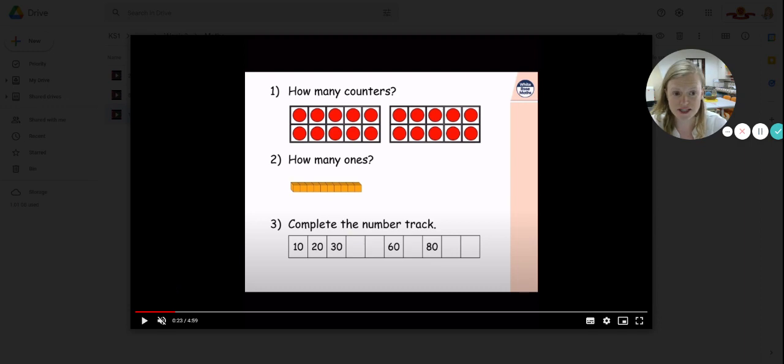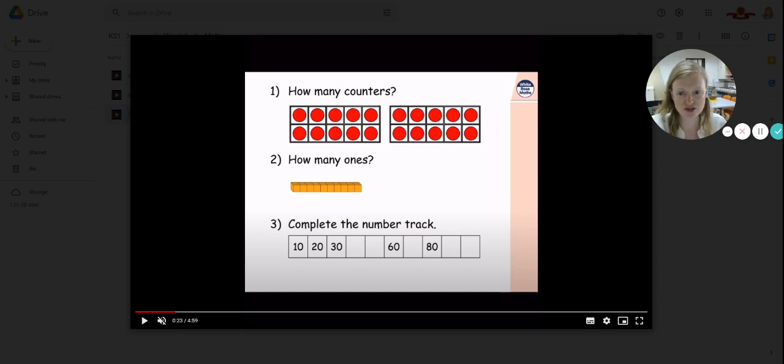Our first question asks us how many counters? I see two 10 frames. Do you recognize 10 frames? Or two Numicon sets? We'd be very familiar with these groups of 10. So I know there's two of them, so I can count in tens. 10, 20. There's 20 counters.